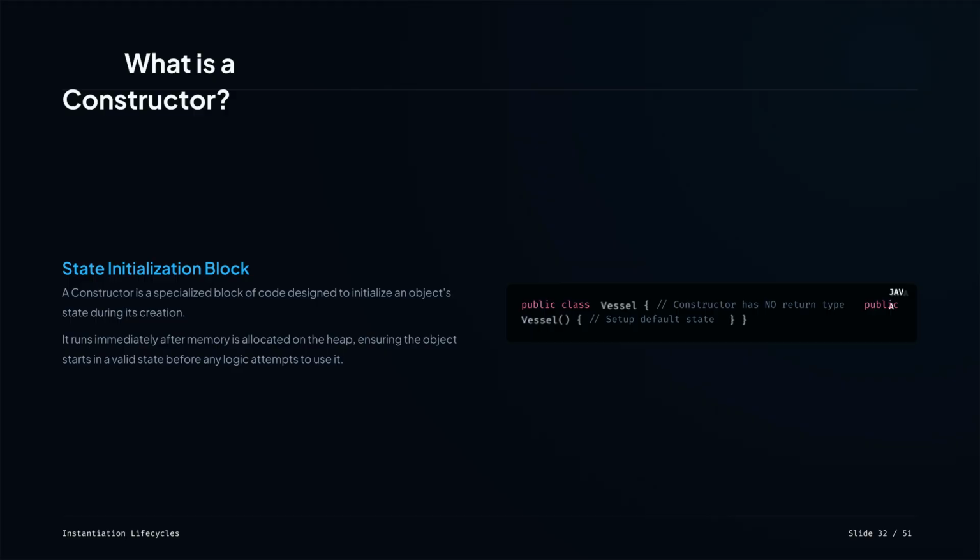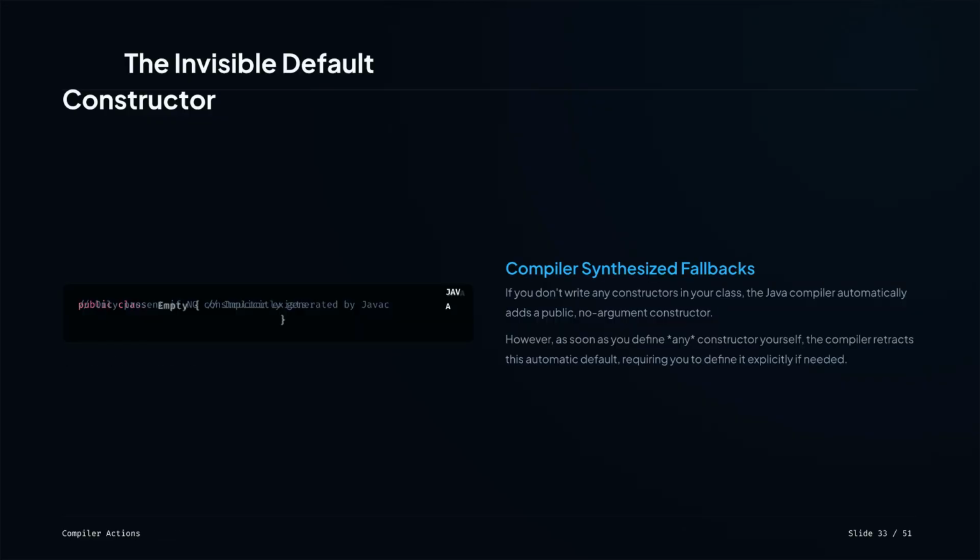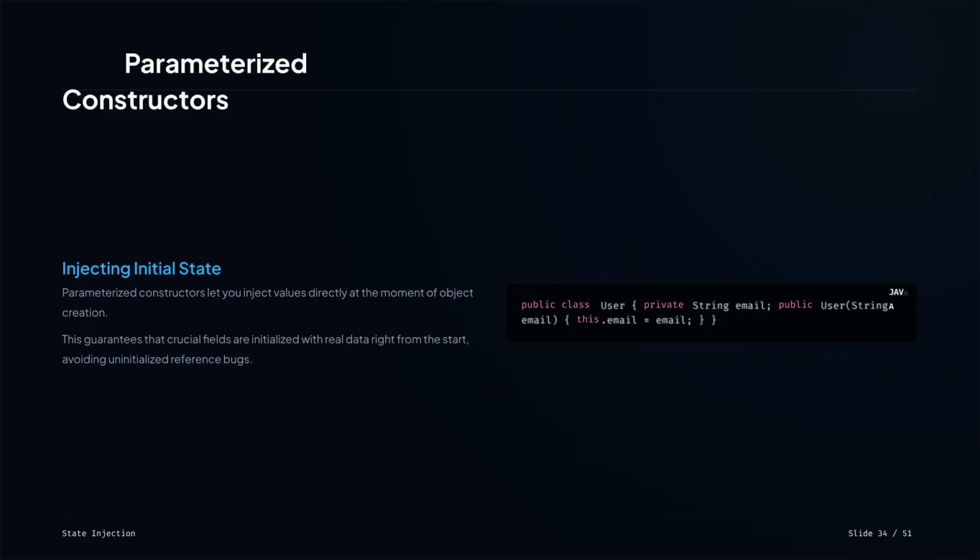A constructor is a specialized block of code that runs immediately after memory is allocated on the heap. Its primary job is to initialize an object's state, ensuring it is ready for use before any other logic interacts with it. If you don't define a constructor, the Java compiler automatically adds a public, no-argument version. However, this invisible default disappears the moment you write your own constructor, meaning you must define it manually if you still need it. Parameterized constructors allow you to inject initial values at the exact moment of creation.